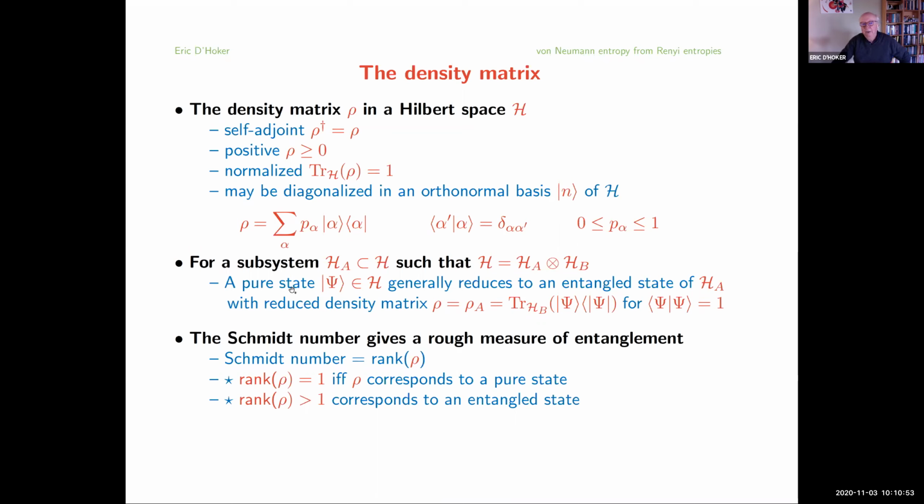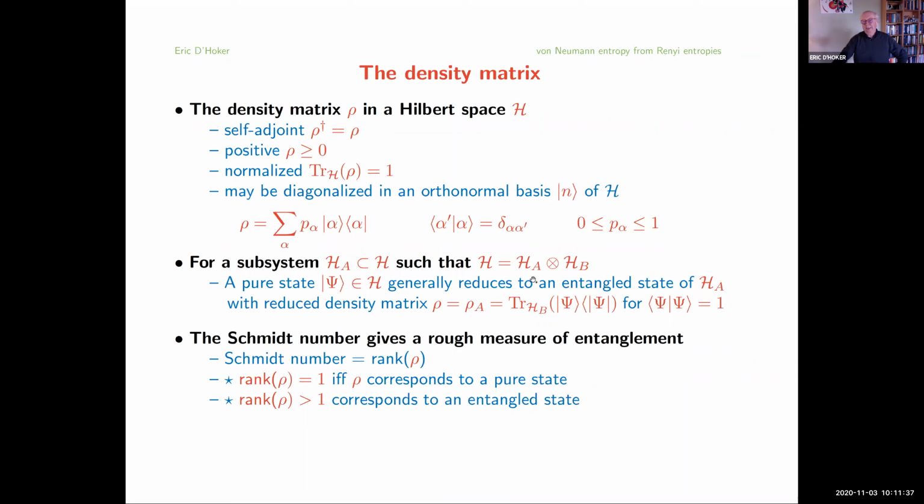And to keep things simple, let's take a pure state in the large Hilbert space. And if we now limit observations to observables that live only in the subspace, let's say HA, then those expectation values can be reformulated in terms of the reduced density matrix, which I'll call rho A, and which is the trace over the complementary Hilbert space HB of the dyad for the pure state. And here I'm again assuming that the pure state is normalized to 1.